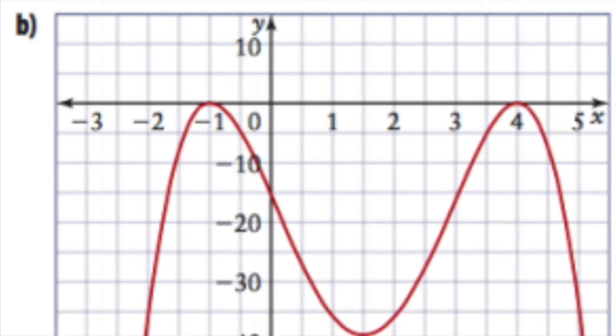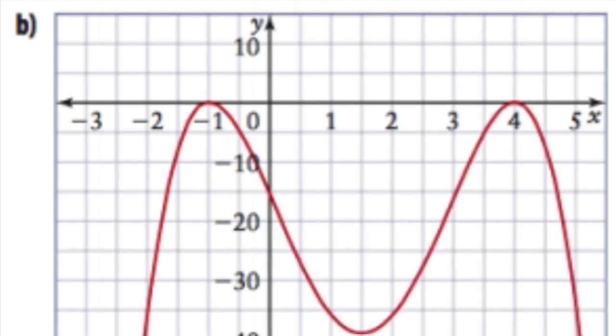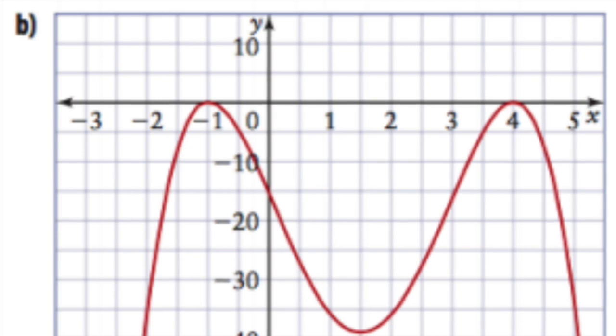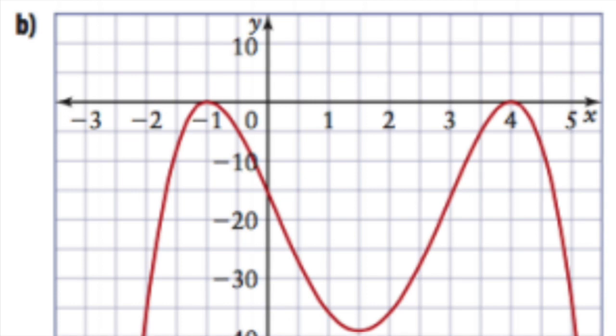The first negative interval is when x is less than negative infinity and greater than negative 1. The second is when x is less than negative 1 and greater than positive 4. And finally, the third one is when x is less than 4 and greater than negative infinity.